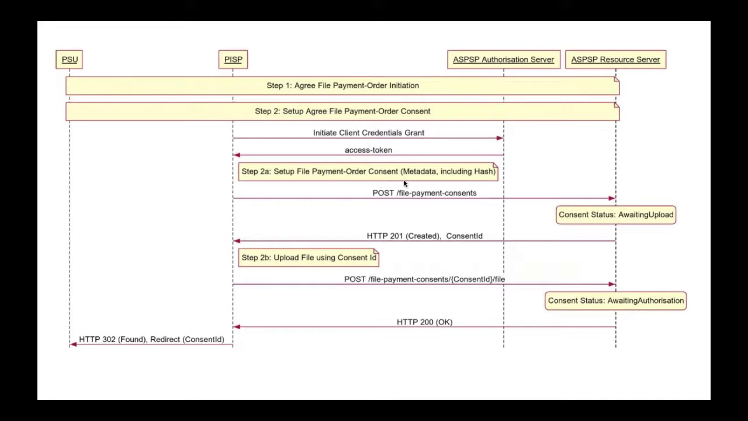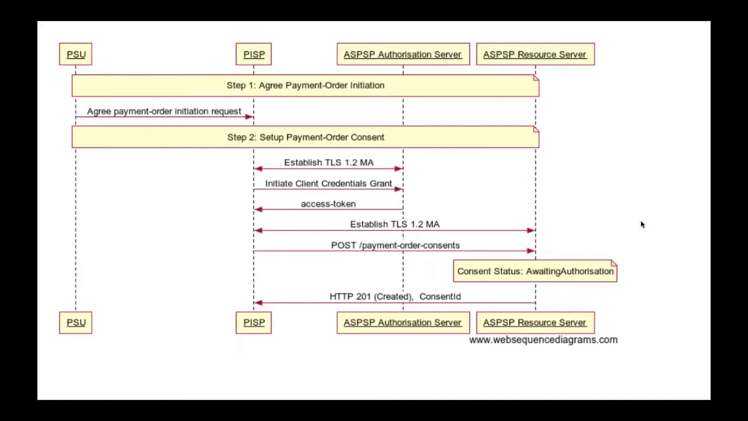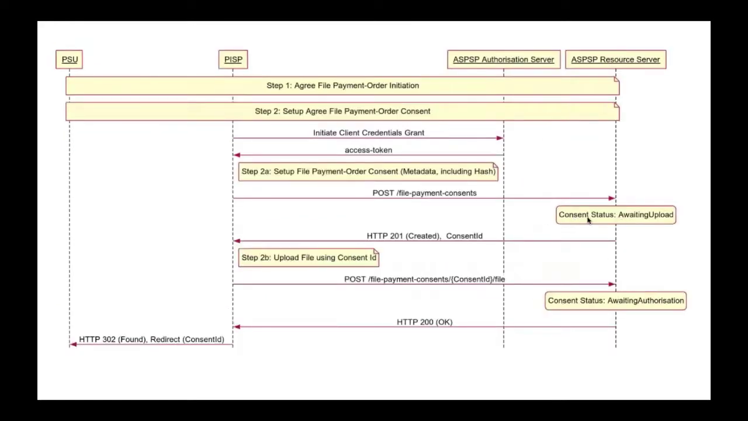Now, when the ASPSP receives the consent metadata, we will mark the consent status as awaiting upload. In the previous case, we directly marked it as awaiting authorization, but here we mark it as awaiting upload until the file is uploaded in the next step. In step 2B, the actual file upload happens, and when that happens, we compare the file with the metadata that we received in the first step, and if that validation passes, we mark the consent as awaiting authorization and send the successful response back to the PISP.